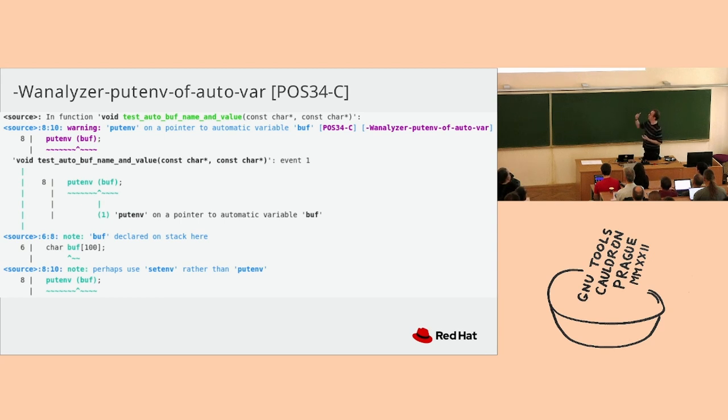And a rule basically has a name, which in this case is POS34-C. This is from Carnegie Mellon's CERT C secure coding guidelines, saying putenv with a pointer to the stack. And so, okay, we can say it's an instance of that. It's a violation of that rule in that coding standard. And so the name also carries with it a URL. And if you're in a sufficiently smart terminal, that will be underlined and you can click on it. It will take you to Carnegie Mellon's page describing that particular problem.